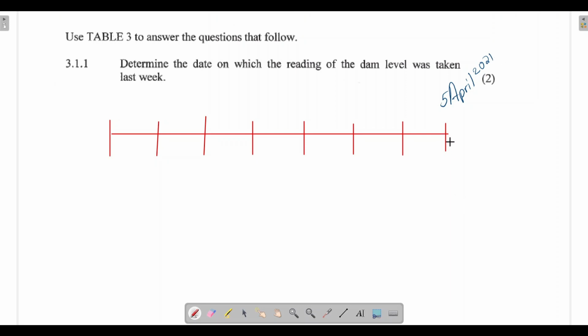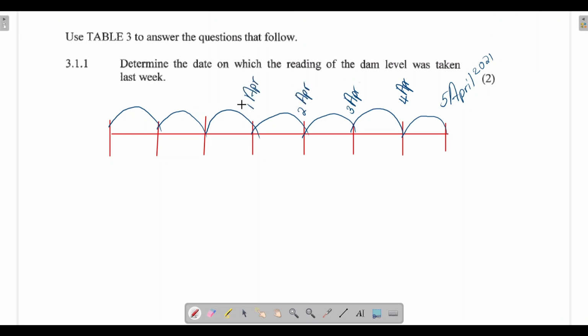We need to go back how many days? 7 days back, right? So it's going to be 1, 2, 3, 4, 5, 6, 7. You see why I made it 8 there, right? And then we are basically going to go back in terms of the days of the month. So it's going to be the 4th of April, the 3rd of April, the 2nd of April, the 1st of April, okay?